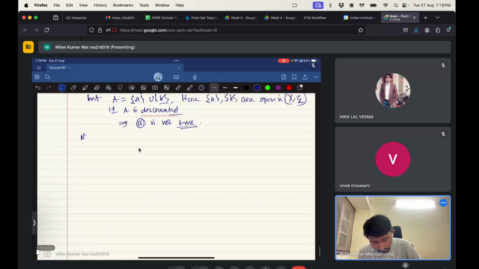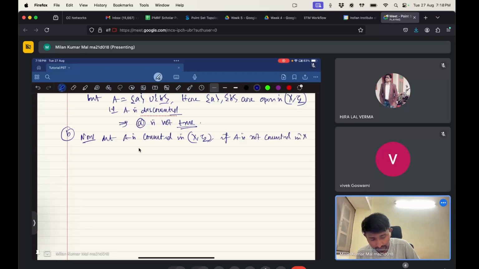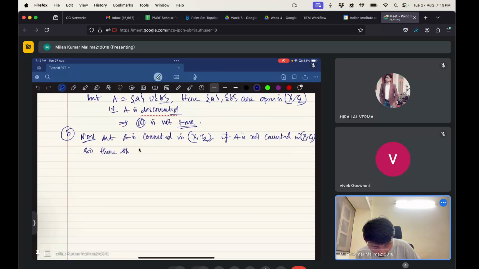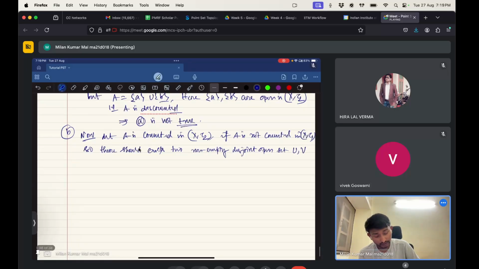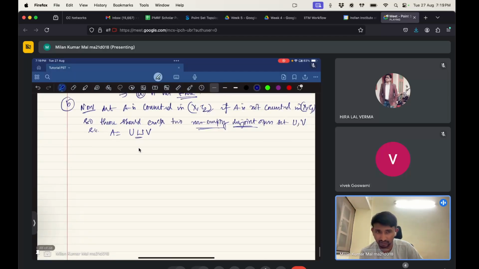Now let A be connected in (X, tau 2). Suppose A is not connected in (X, tau 1). Then there should exist two non-empty disjoint open sets U and V such that A equals U disjoint union V. Disjoint union is in general written this way, but I can write it as a direct union because they are disjoint and non-empty. You can write A equals U union V. This sign is nothing but union, but it is in general written for disjoint union.